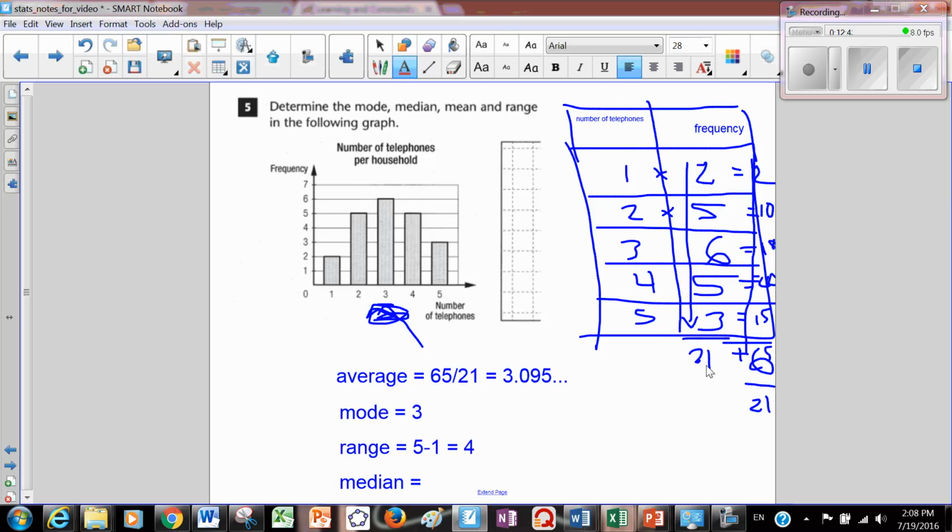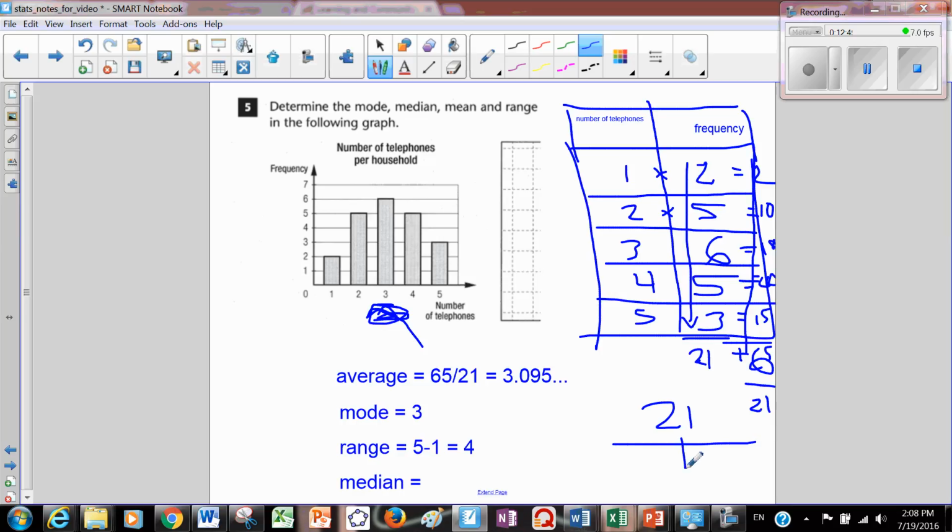So if we take our 21, we have 21 data. Imagine you have 21 data here. You want to split in the middle, so that means you're going to have 10 data here, 10 data here, and the 11th data would be the one that you would want for your median. So where is the 11th data? If you start counting here, you start 2 plus 5 is 7. So the median is going to fall in this category. So our median is going to be 3.